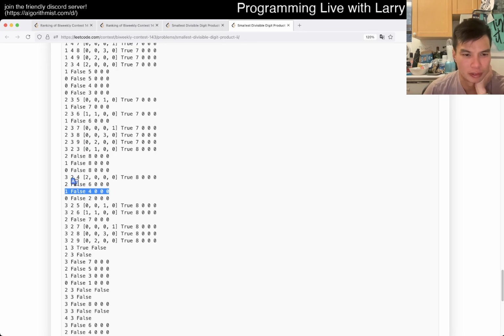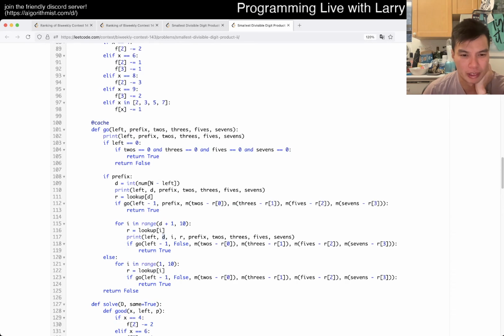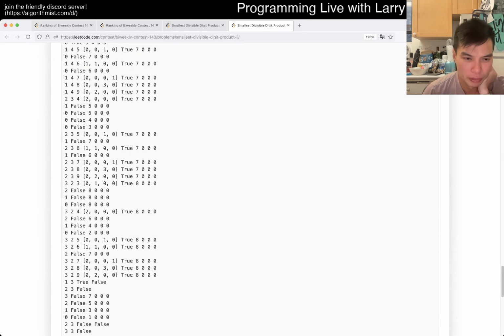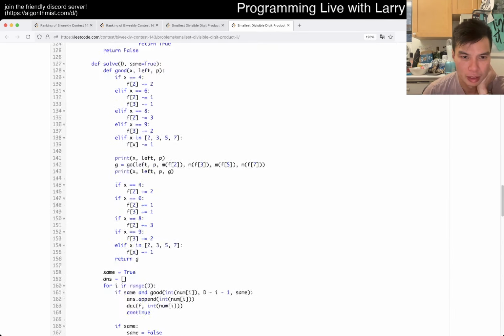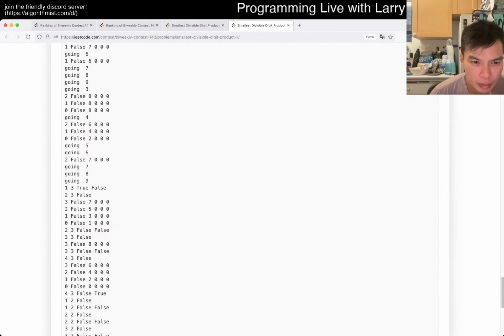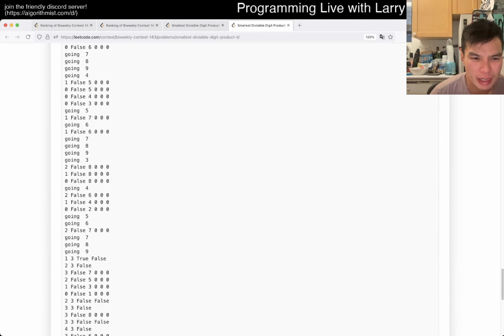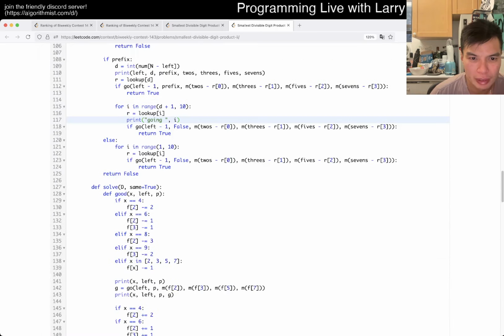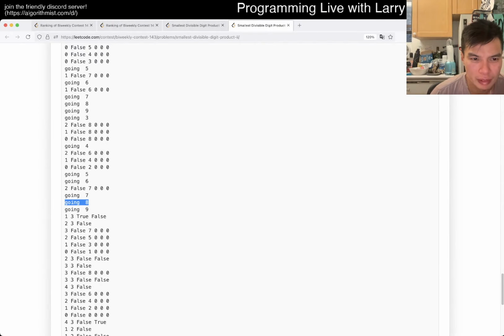Not 1, 4, 3. Why? Oh, because we just don't print it. No, we print it here. Hmm. 2, 4, 6. Okay, let's see the 2, 4, 8. Where's the 2, 4, 8? Okay, 2, 4, 8. We try 4. Why is the 8 not working? Or is that a different 8? No, wait. 2, 4, 6. And I choose 2, 4. Yeah, no, I don't know why this is not recursing on 8.